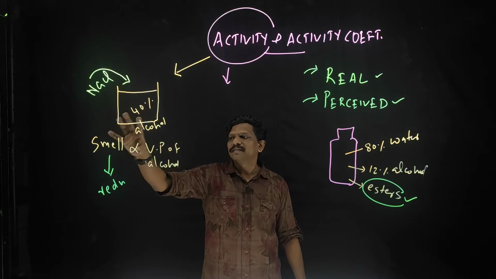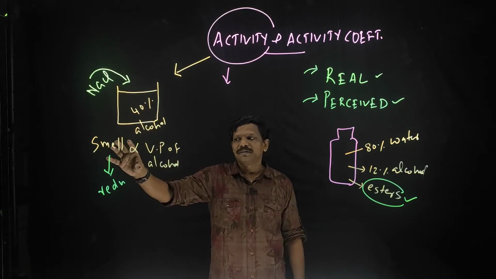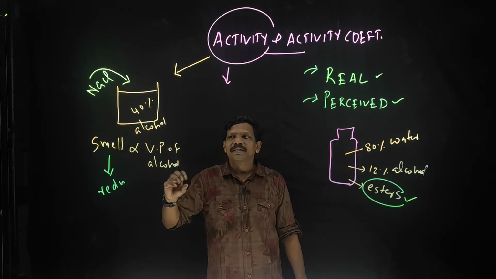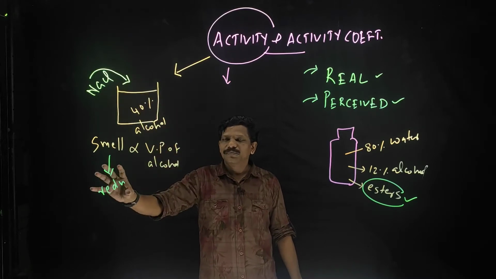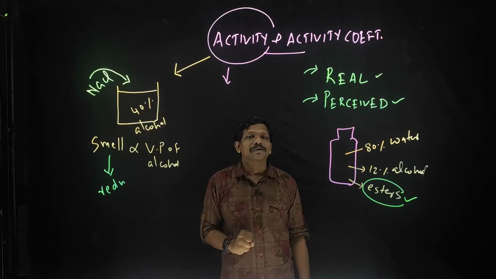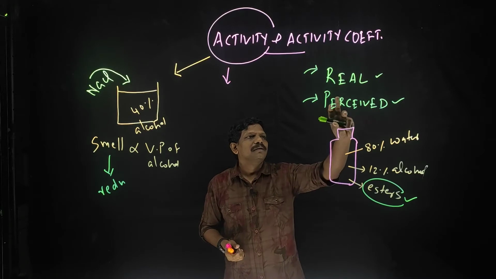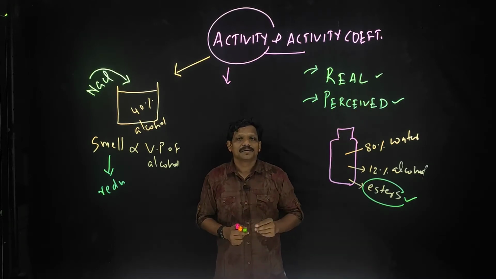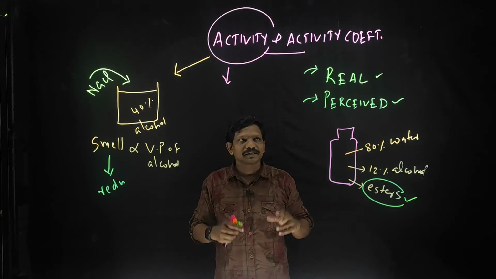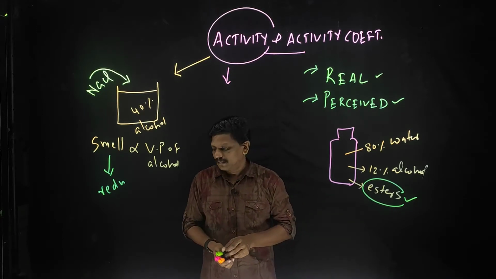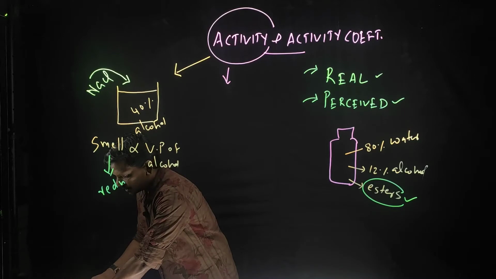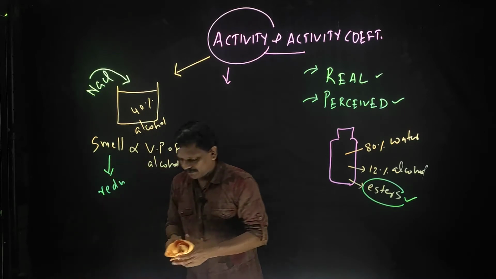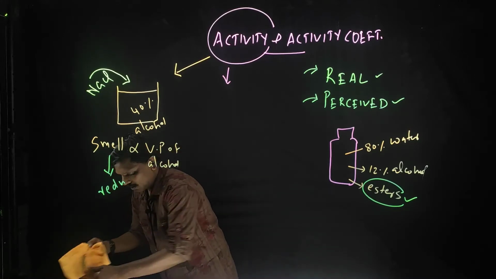Before adding NaCl, there will be a particular pungent smell, and when you are adding NaCl, you feel that the smell is reduced. That particular concentration we are feeling is known as the perceived concentration. So there are two types of concentration: real concentration and perceived concentration. Okay, now we can play with the perceived concentration.